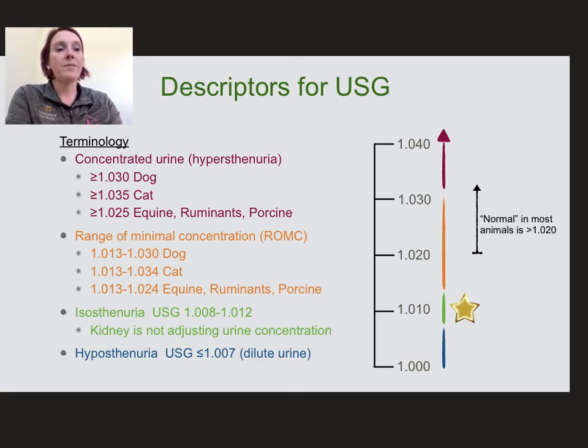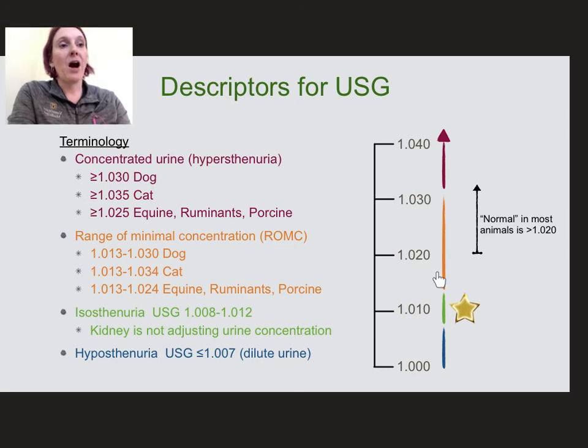And so what it means when we get a number in this range, it means that the kidney is not adjusting the urine concentration. It's not adding water to it, and it's not taking water away. So this is sort of the one that we put our eyeballs on when we're concerned about kidney failure, because if the kidney is not functioning correctly, it's not going to be able to adjust its urine concentration.